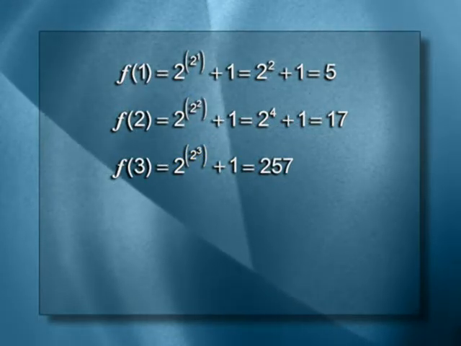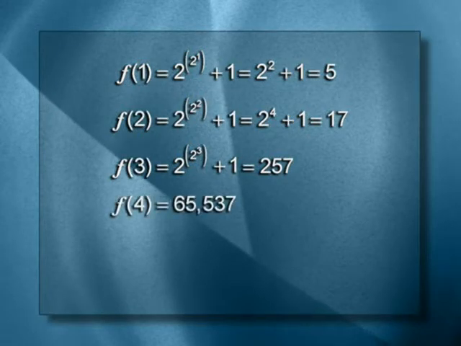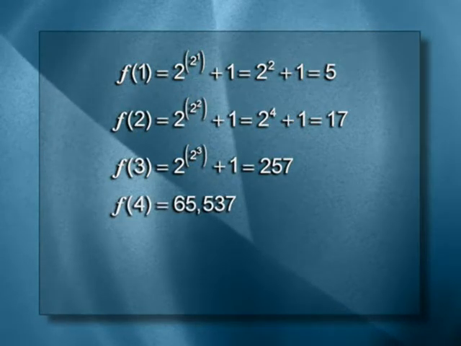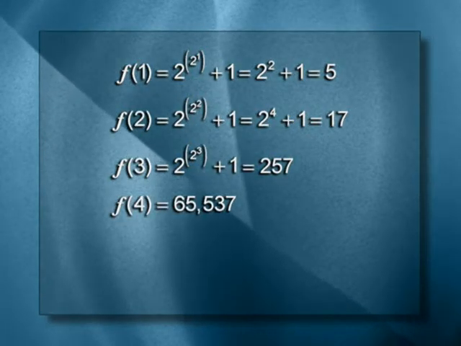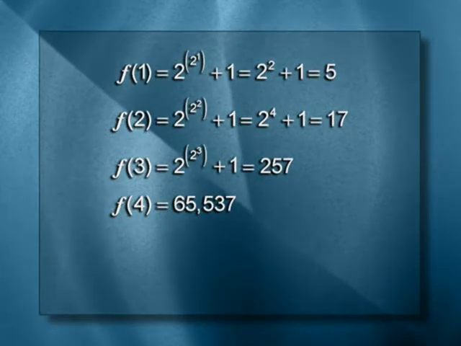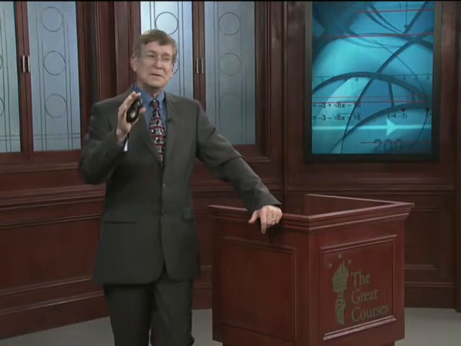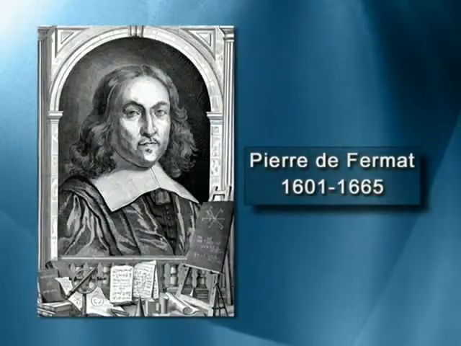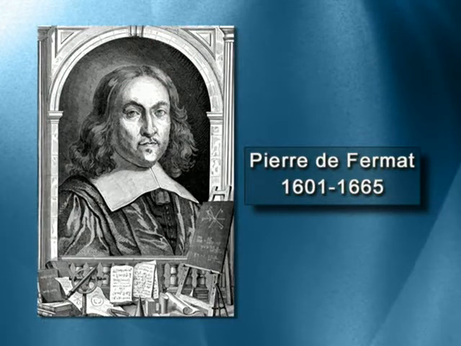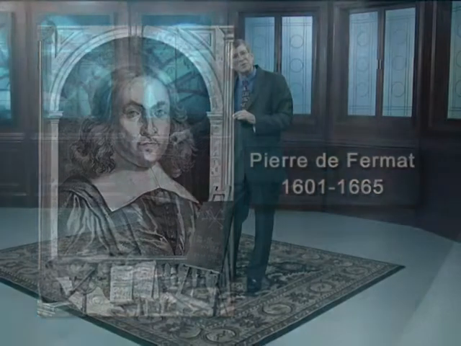Let's do it for 4. 2 to the power 2 to the fourth plus 1. That turns out to be 65,537. It's a prime number. Well, back in the 1600s, Pierre de Fermat conjectured that this sequence of numbers that we're computing, one after the other, would always be prime numbers. He thought they would always be primes.